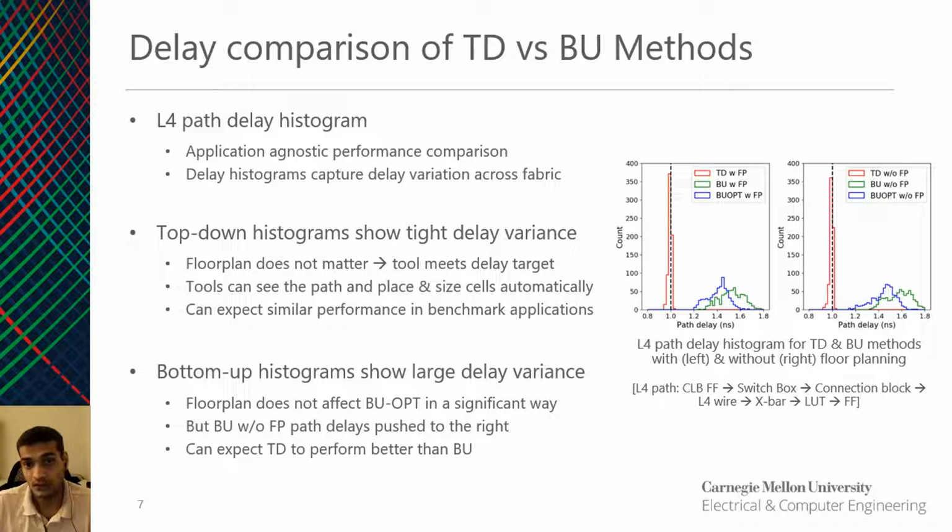We can also see that the histograms of both BU and BU opt designs, which are highlighted in blue and green respectively, show a large delay variance and have greater path delays compared to TD designs. This indicates that BU designs will perform worse compared to TD designs. Now let's take a look at the delay results of a few benchmark designs implemented on top-down and bottom-up fabrics to check if we see similar trends to that of the delay histogram results.